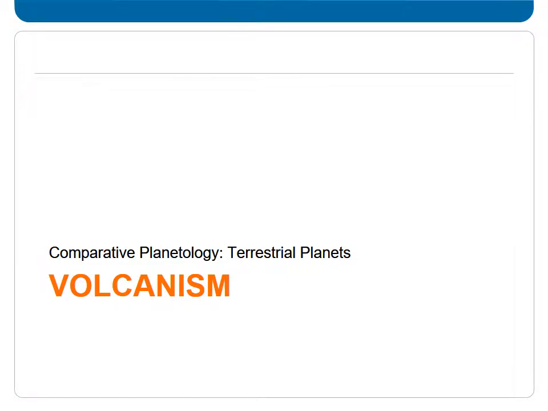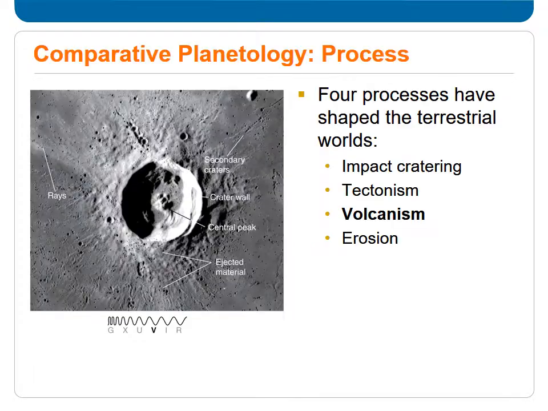This video covers section 6.4, Volcanism reveals a geologically active planet. Four processes have shaped the terrestrial worlds: impact cratering, tectonism, volcanism, and erosion. Volcanism is the occurrence of volcanic activity on a planet or a moon.